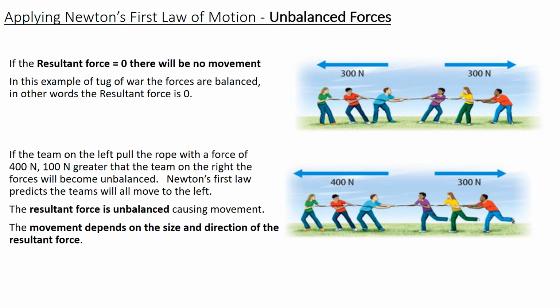and a load of Red Bull, they are going to be able to apply a greater force than the people on the right. Therefore, the team on the left are pulling with 400 newtons. The people on the right have only got 300 newtons. There is a resultant force of 100 newtons moving to the left.